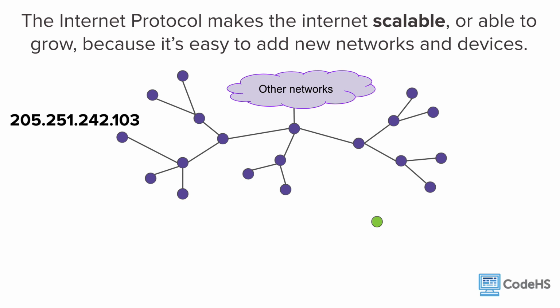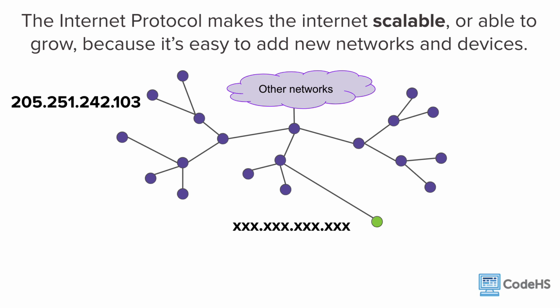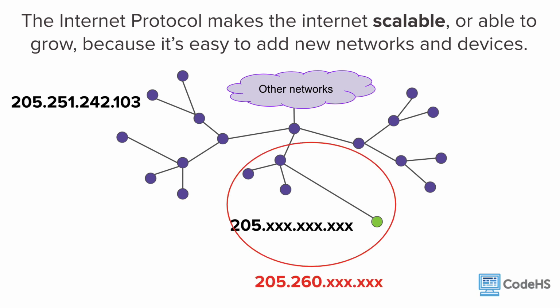The IP protocol makes the Internet scalable, or able to grow, because it's easy to add new networks and devices. Let's say someone moves to a new city and wants to create a network for their house. Their network can easily be assigned an IP address. Since this network is in the same larger network as our other device, it can share the same first number, 205.